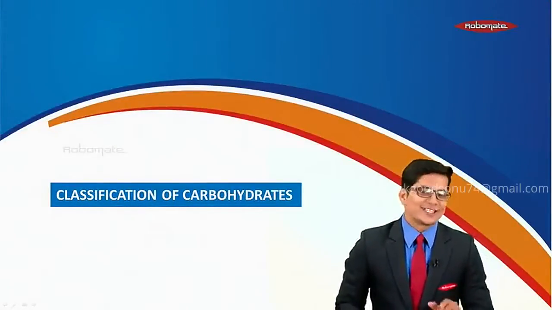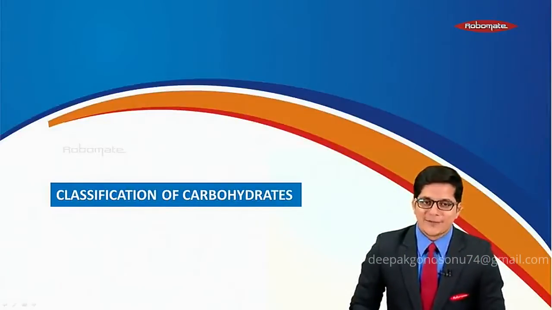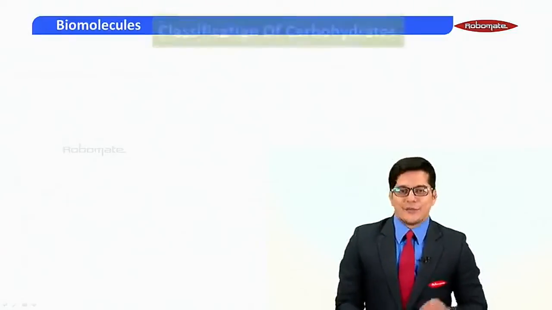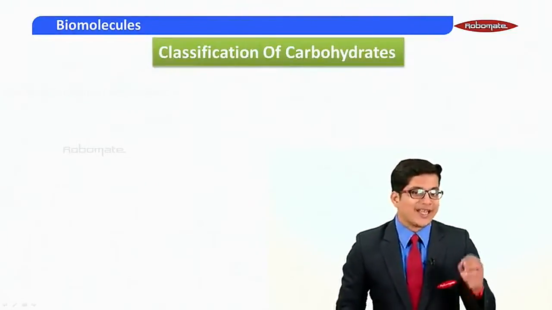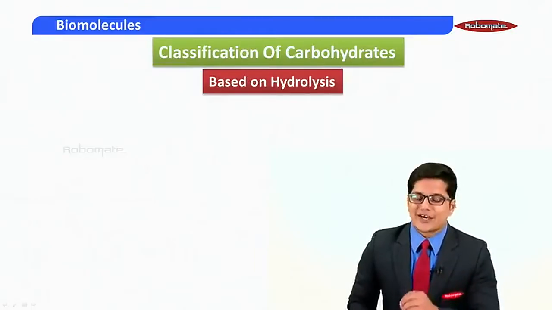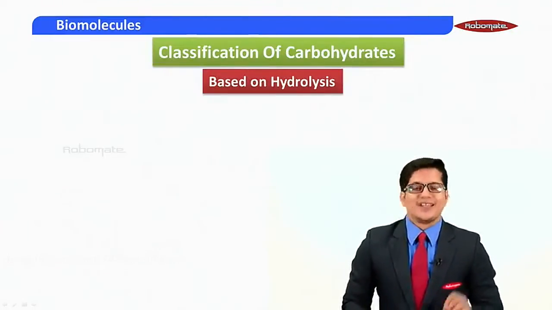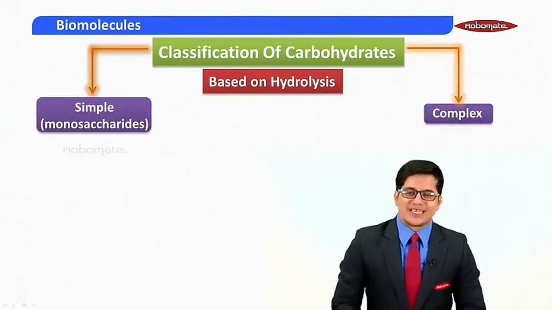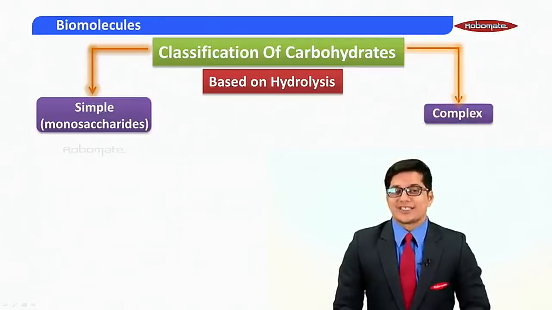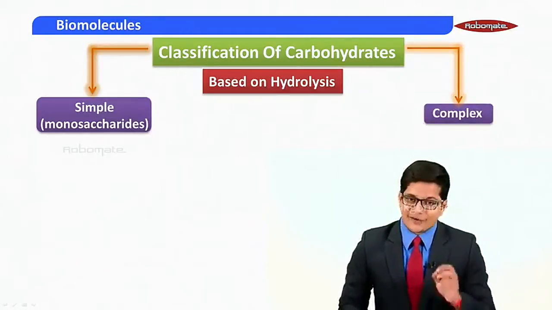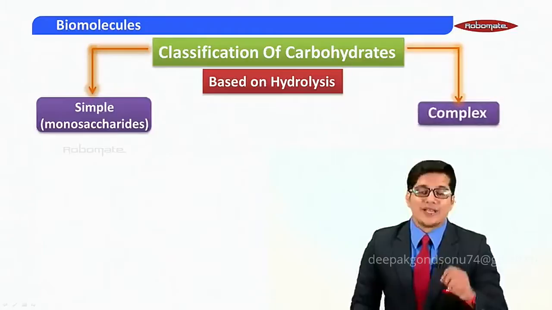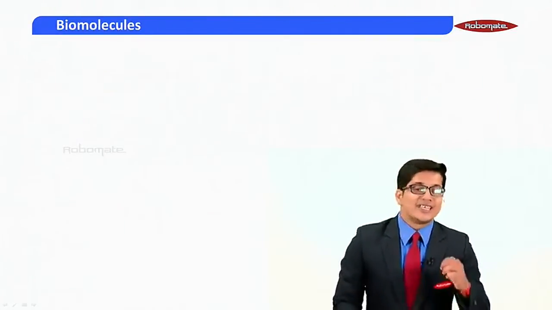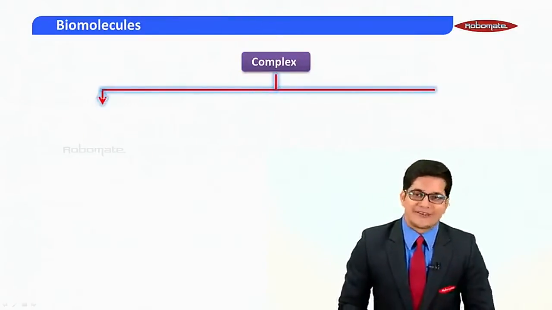Hello students, in this module we are going to discuss the classification of carbohydrates. Let's start with the classification of carbohydrates based on the products of hydrolysis. They are classified into two different categories. The first one is simple and the next one is complex carbohydrates. Right now we would start with complex carbohydrates. So let's start with the classification of complex carbohydrates.